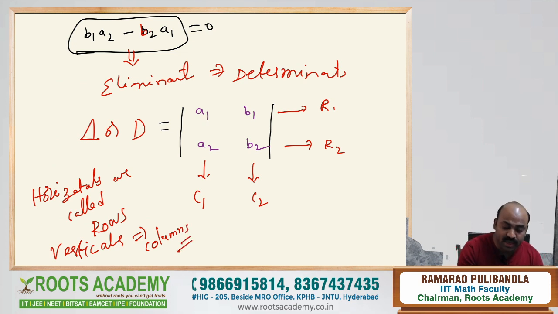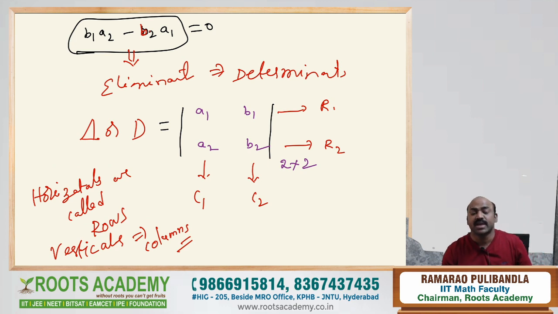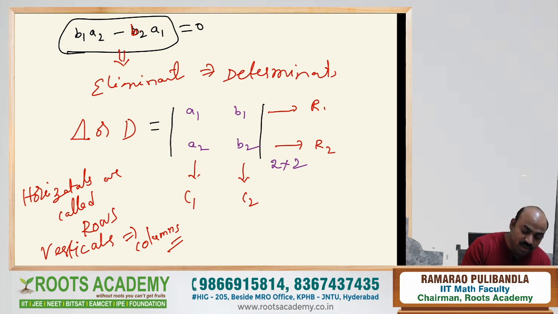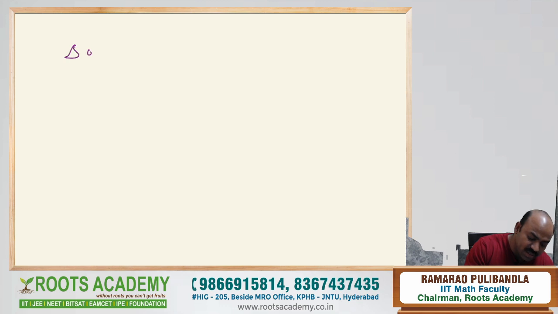How many rows are there? Two rows are there. How many columns are there? Two columns are there. Therefore this is called two rows by two columns. The first one represents rows, the second one represents columns. Therefore, I think all of you got it, students. Finally D or delta is given by det of. How to read it, students? We can read it as det of a1 b1 a2 b2.